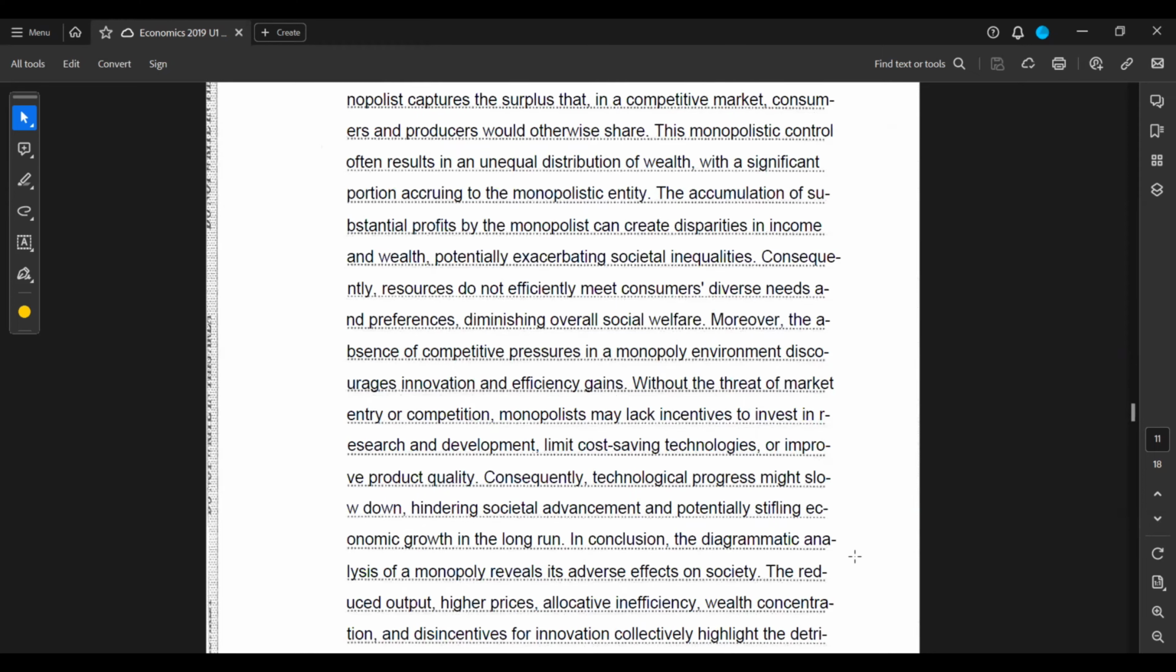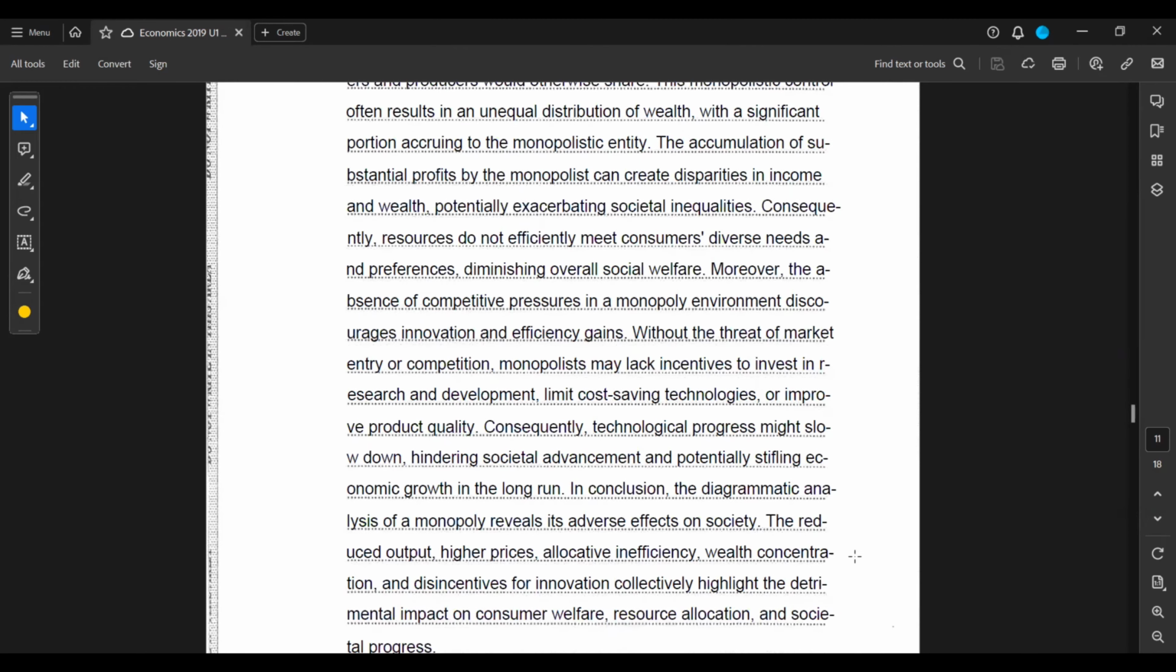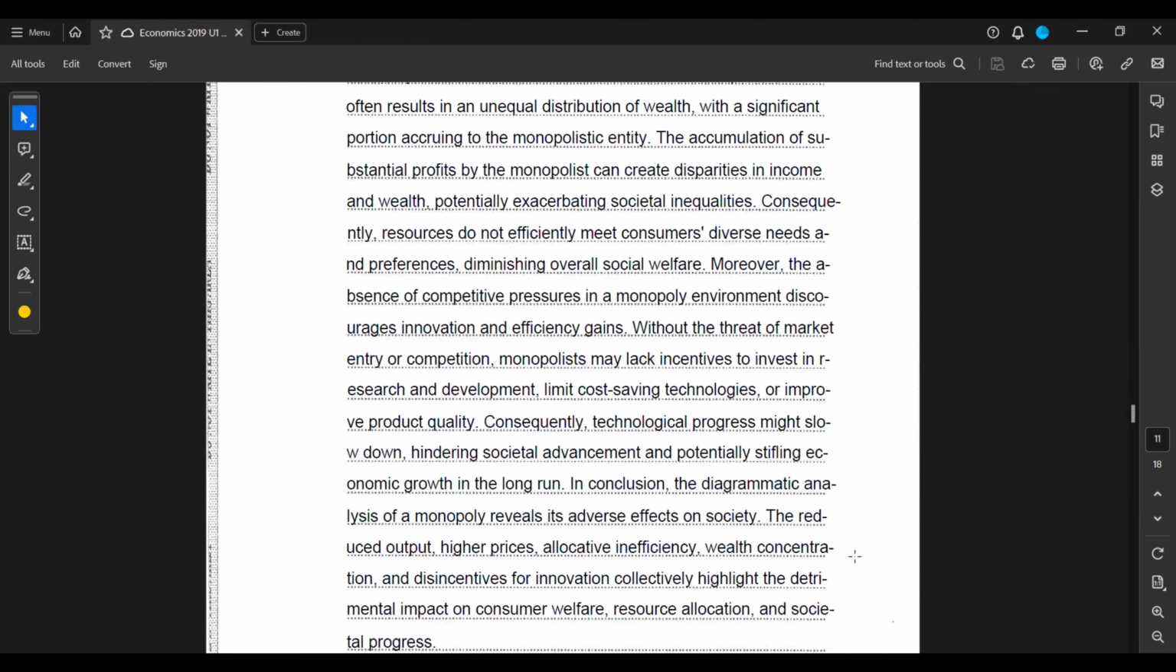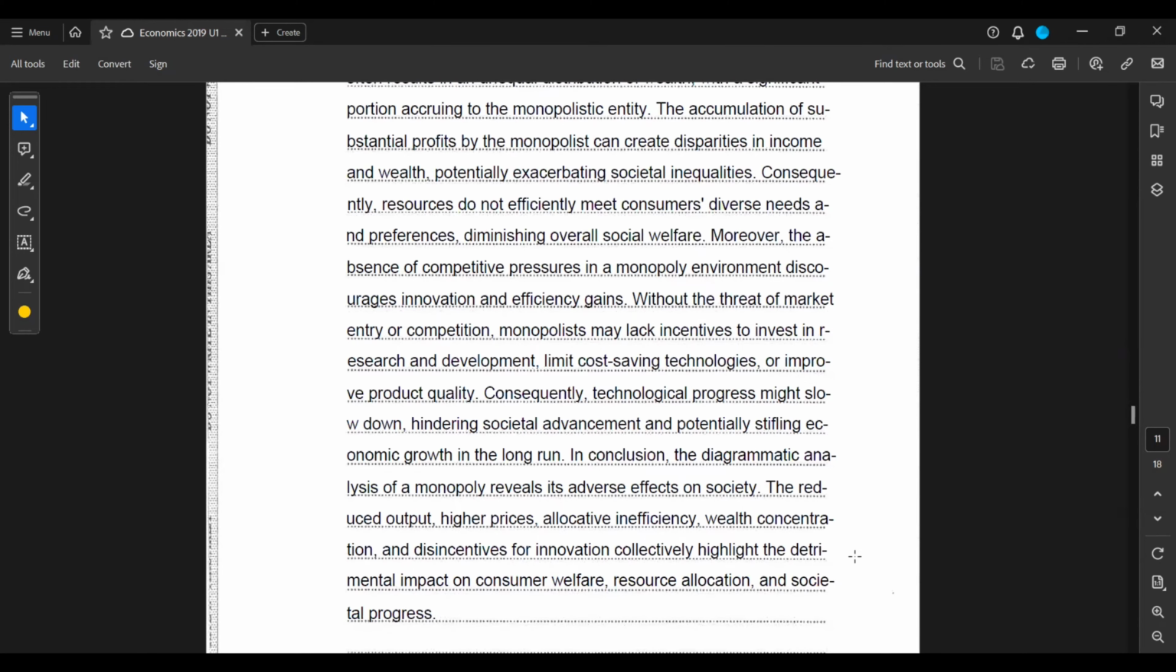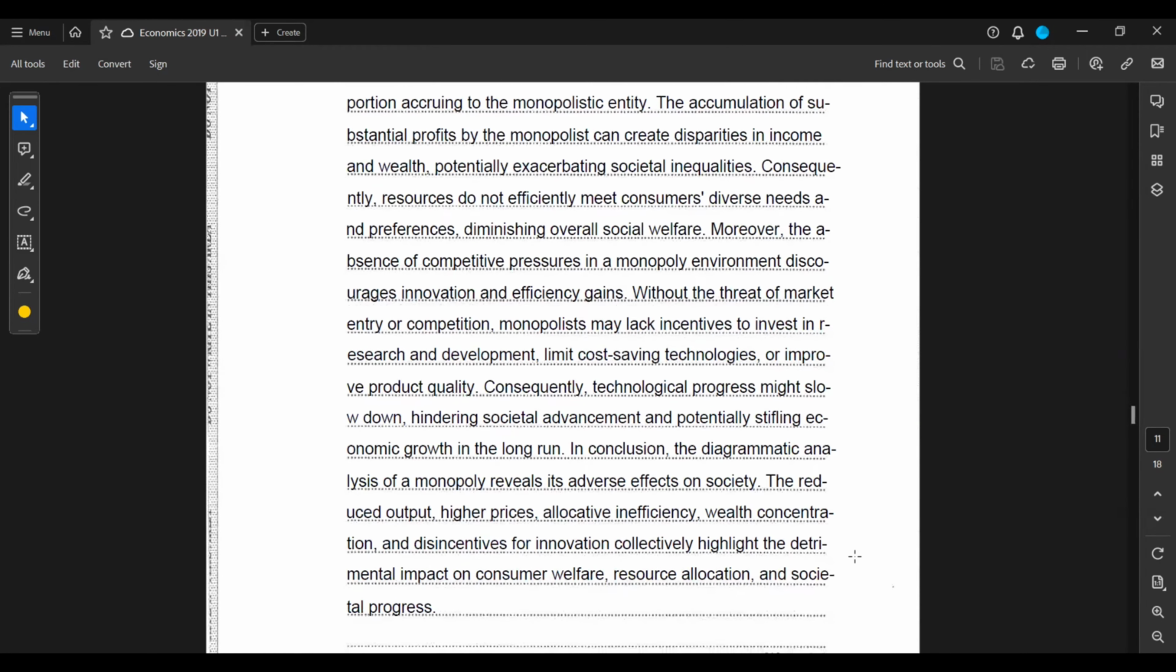The accumulation of substantial profits by monopolists can create disparities in income and wealth, potentially exacerbating societal inequalities. Consequently, resources do not efficiently meet consumers' diverse needs and preferences, diminishing overall social welfare.